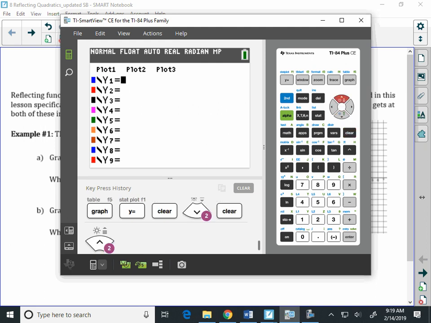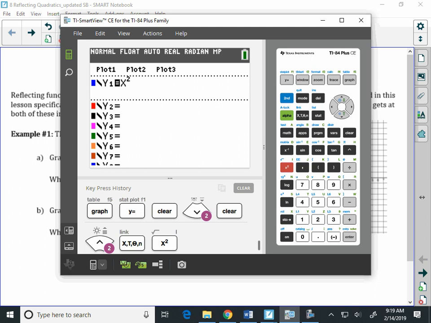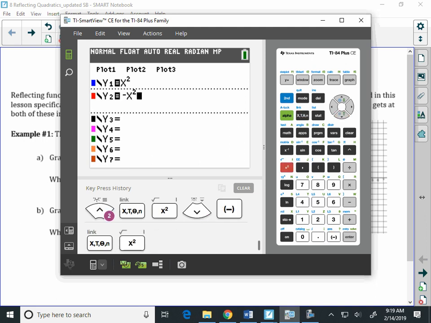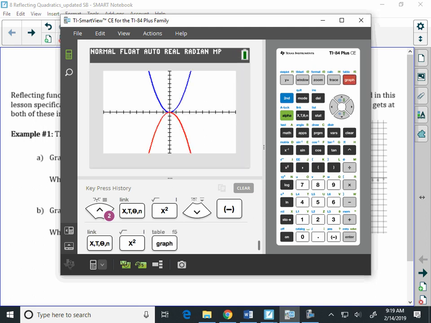And when we start here, I'm going to put in the parent function of y equals x squared. And then our first problem, I believe, says, let's graph y equals negative x squared. So if we graph the first one again, there's the parent function. The blue is the parent function. The red is the function that we're just asked to graph. What happened?